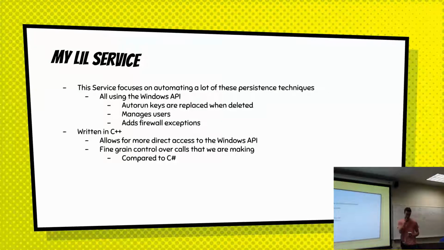Some fun things you can do: you can add your own autoruns keys using your service. You can go through and just keep adding autoruns keys. You can also add users through it. You can add administrator users. You can add domain users. You can add firewall exceptions, right? All really fun stuff you can do through the API that my service may or may not do. Like I said, C++ allows direct access to the API, and compared to C#, C++ gives you a lot more fine-grained control over what you're doing or trying to do.